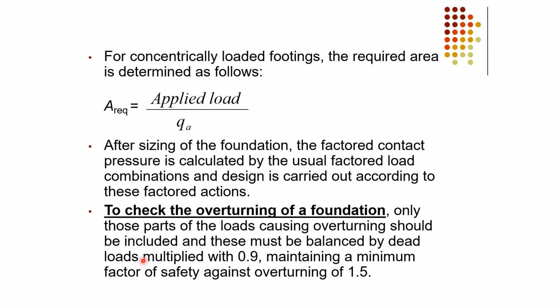These must be balanced by dead load multiplied with a 0.9 factor, maintaining a minimum factor of safety against overturning of 1.5. Whatever dead load we consider, we will multiply with 0.9, and the factor of safety to avoid the overturning of foundation is 1.5.